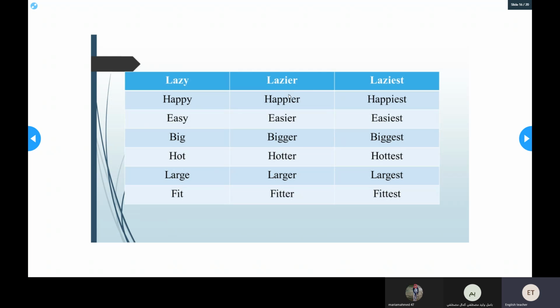And here, back to our beautiful table. Lazy, lazier, and laziest. Happy, happier, happiest. Easy, easier, easiest. Big, bigger, biggest. Hot, hotter, hottest. Large, larger, largest. Fit, fitter, fittest. So all we add is est at the end.